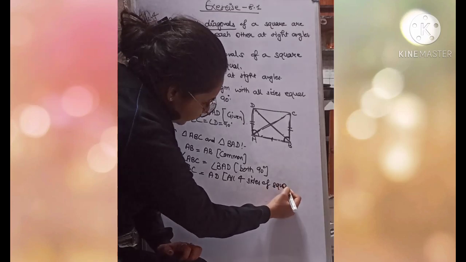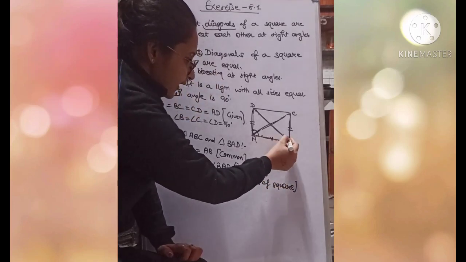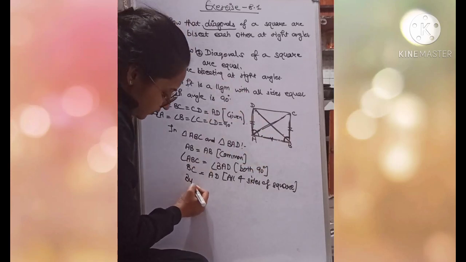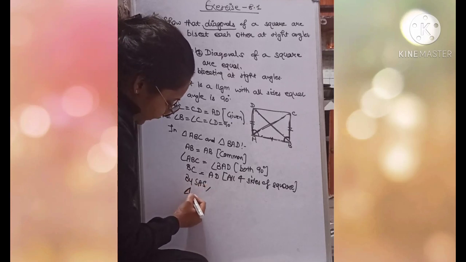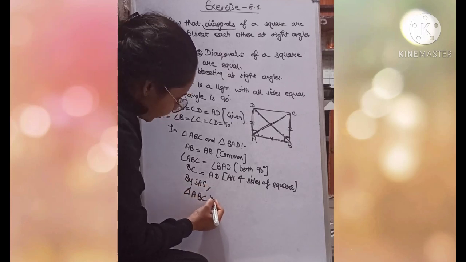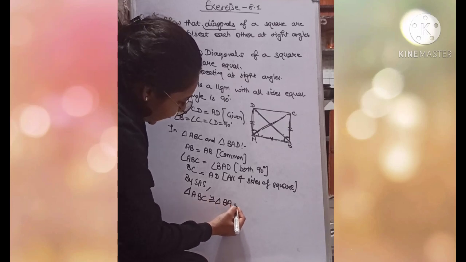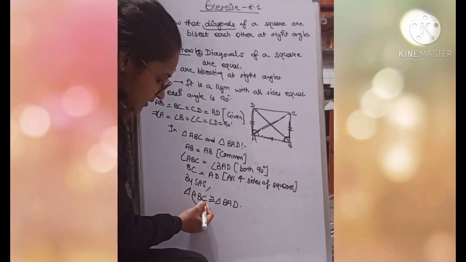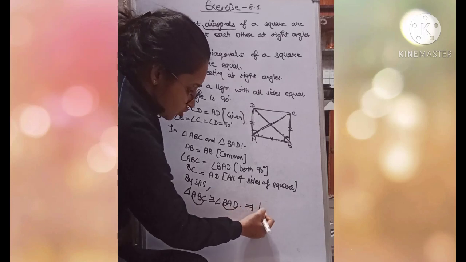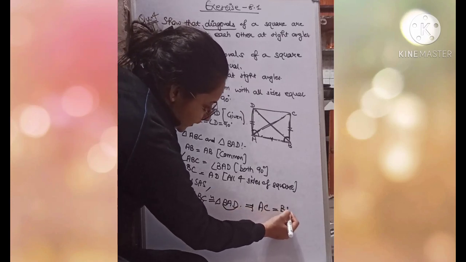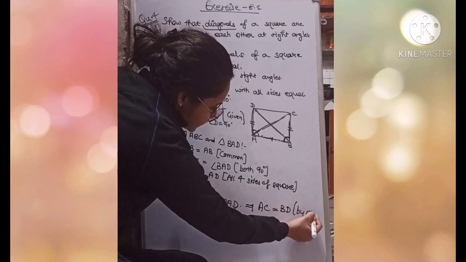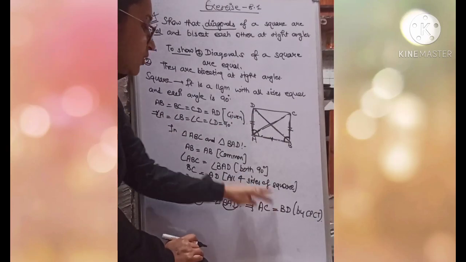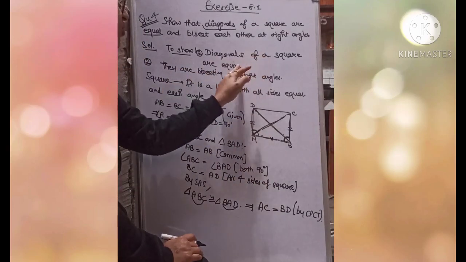Now, which rule will be applied here? Side angle side. So by SAS congruency rule, triangle ABC is congruent to triangle BAD. And if these two triangles are congruent, it means their corresponding parts will be equal. It means AC will be equal to BD. So it implies AC is equal to BD by CPCT. And what are AC and BD? AC and BD are the diagonals of a square. So first part is proved, that diagonals of a square are equal.